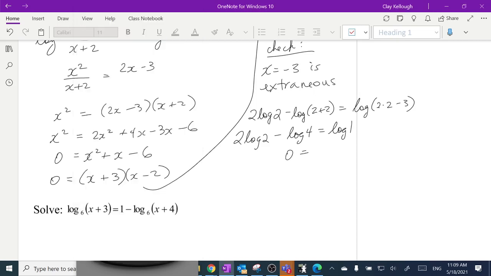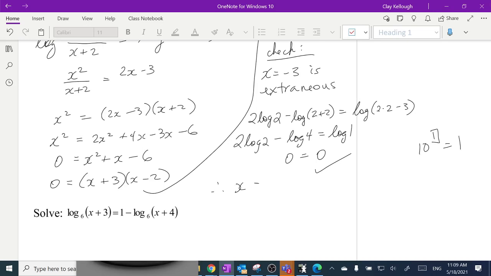And what's the right-hand side? Well, actually, that one I do know. Log to the base 10 of 1 is like saying 10 to what power makes 1, and again, that's 0. So, yep, it works. Therefore, x is equal to 2 is my solution. Is that what people got? Nicely done, people who got that.